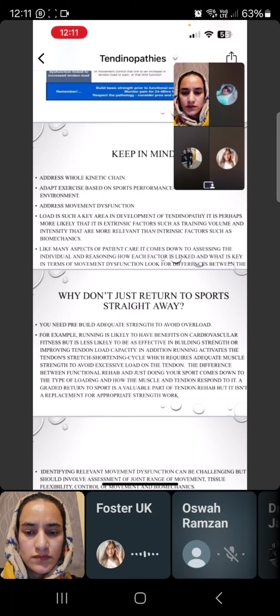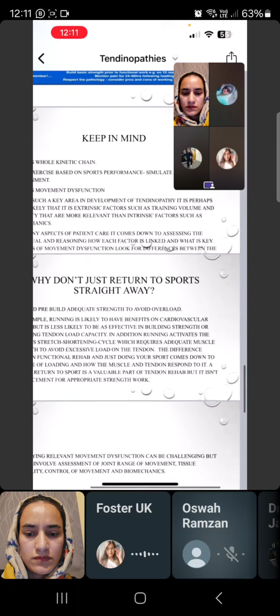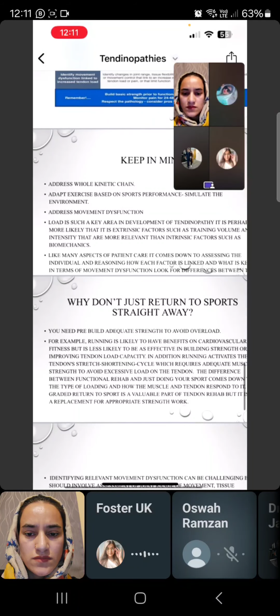Like many aspects of patient care, it comes down to assessing the individual and reasoning how each factor is linked and what is key. So now it's your own complex clinical reasoning. What is linked to what? In terms of movement dysfunction, look for differences between... I don't know, for some reason I can't see the full slide. Hang on a minute.